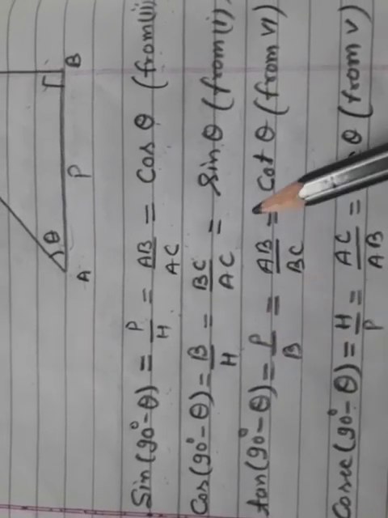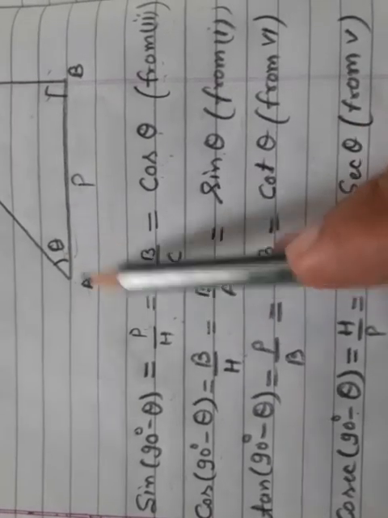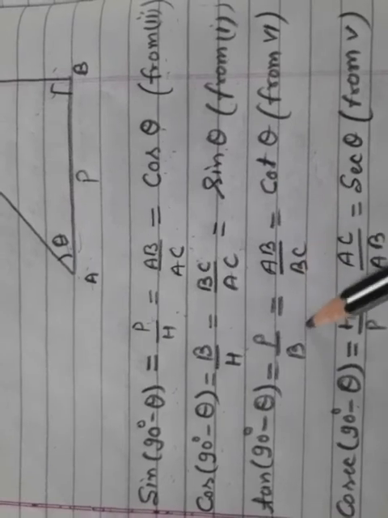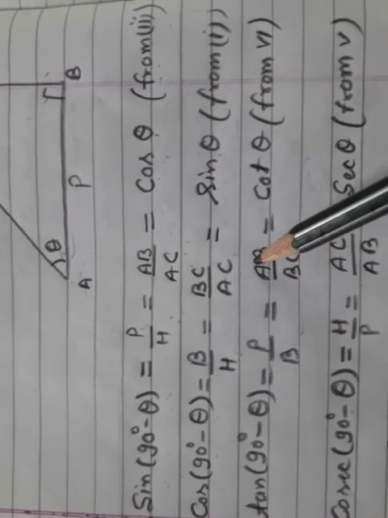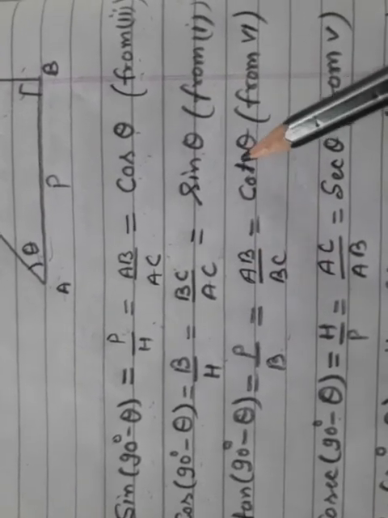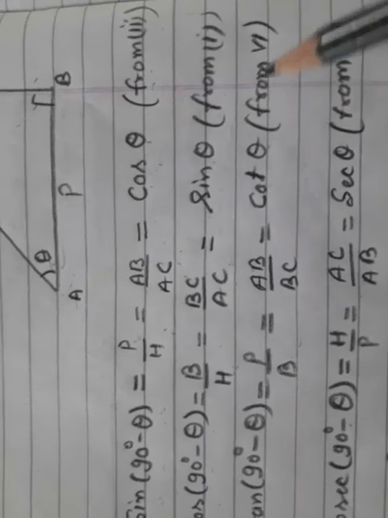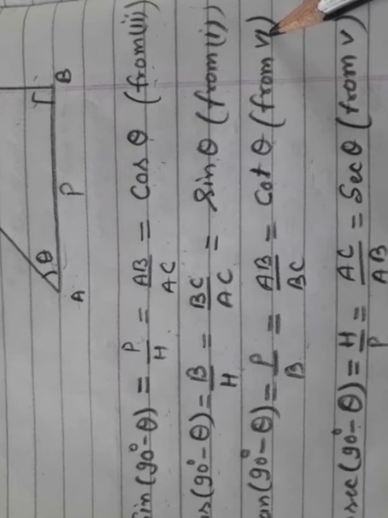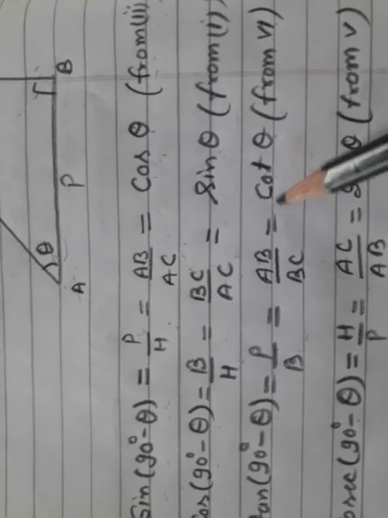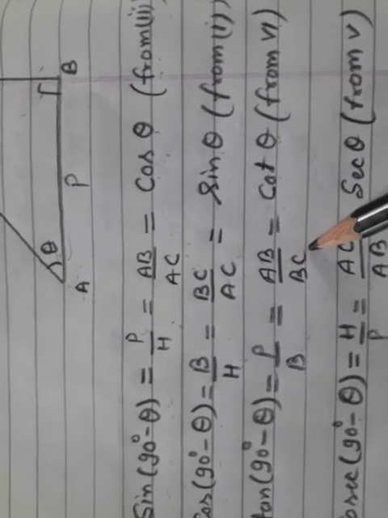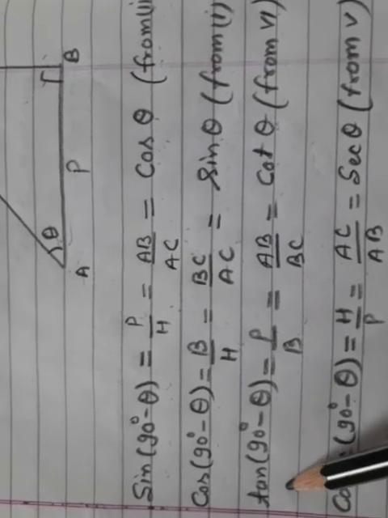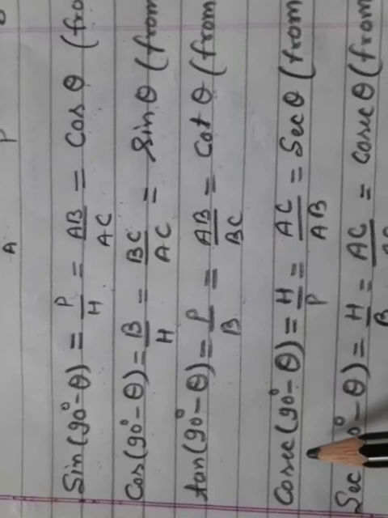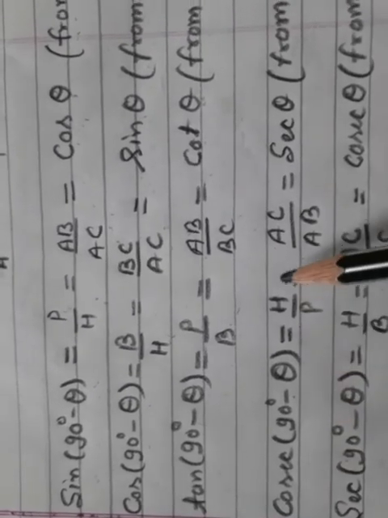Tan 90 minus theta is perpendicular upon base. Perpendicular is AB and base is BC. So AB upon BC is equal to cot theta from the fourth equation. Clear? We already proved that cot theta is equal to AB upon BC. So tan 90 minus theta is equal to cot theta.